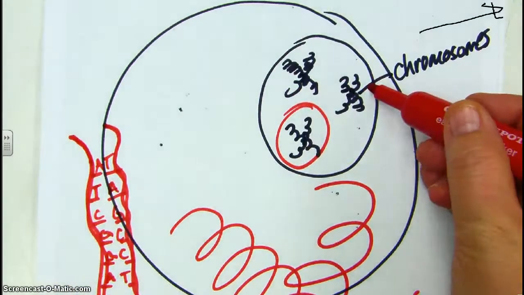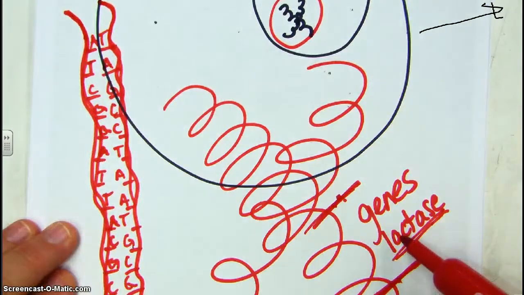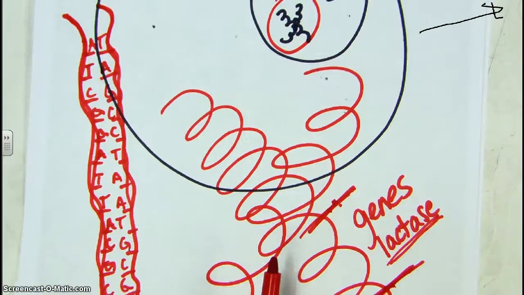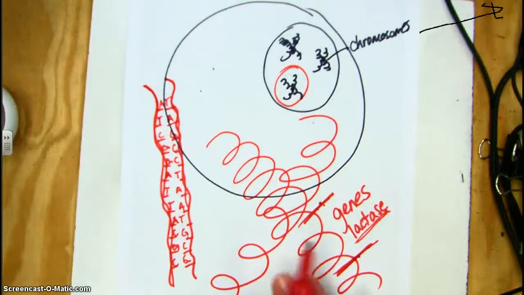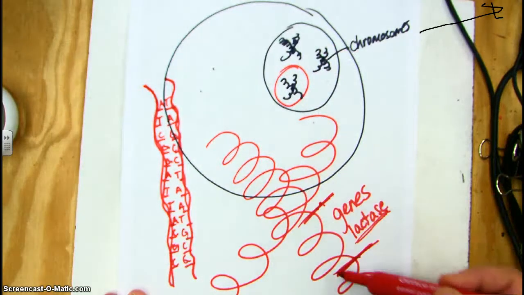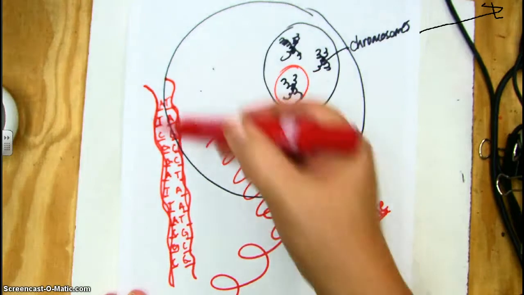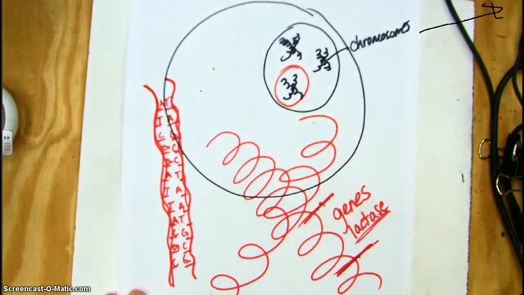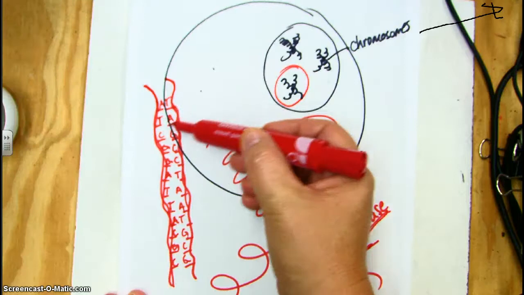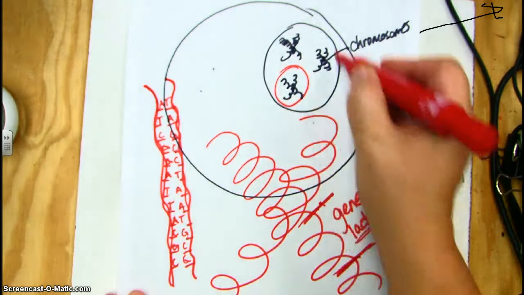So that should tell you the difference between a chromosome, DNA, and a gene. So let's take a look. So a chromosome is a tightly coiled piece of DNA. A gene is a section of DNA. And DNA is a nucleic acid that is in a double ladder or double helix inside of the nucleus.